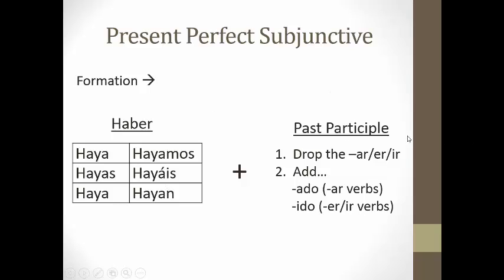And then, just like we did in chapter 4, to form a past participle, you've got 2 steps. You're going to want to drop the AR, ER, or IR, and then add ado to an AR verb or ido to an ER, IR verb. So if you were trying to say, I may have eaten, you would say, haya comido.